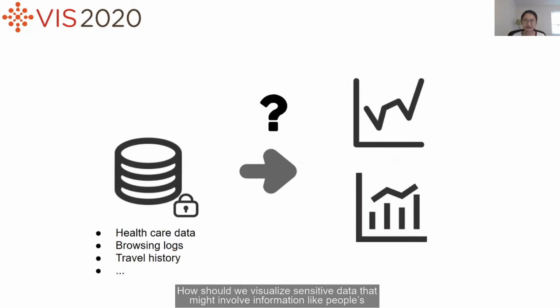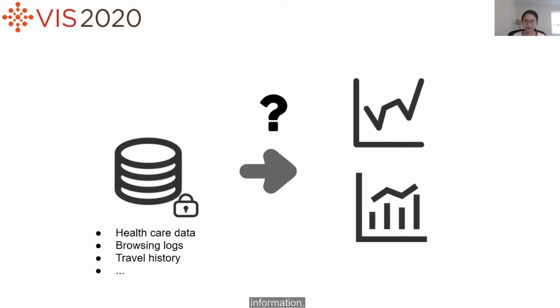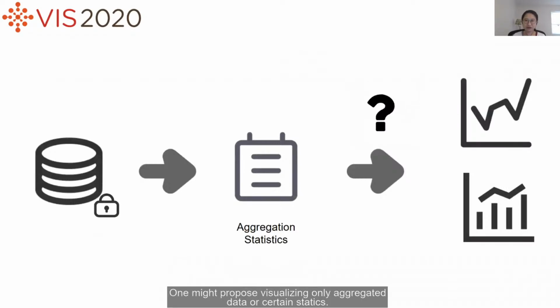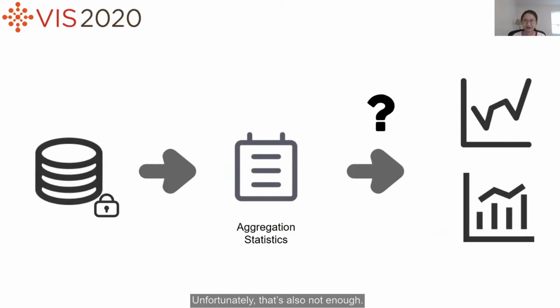How should we visualize sensitive data that might involve information like people's health status, websites, or places they frequently visit? It is not hard to tell that direct visualization is not acceptable. Even after anonymization, attackers might still be able to identify users using side information. One might propose visualizing only aggregated data or certain statistics. Unfortunately, that's also not enough. Data reconstruction from statistics is a known and practical attack. Thus, publishing visualization of statistics might still lead to privacy breaches.